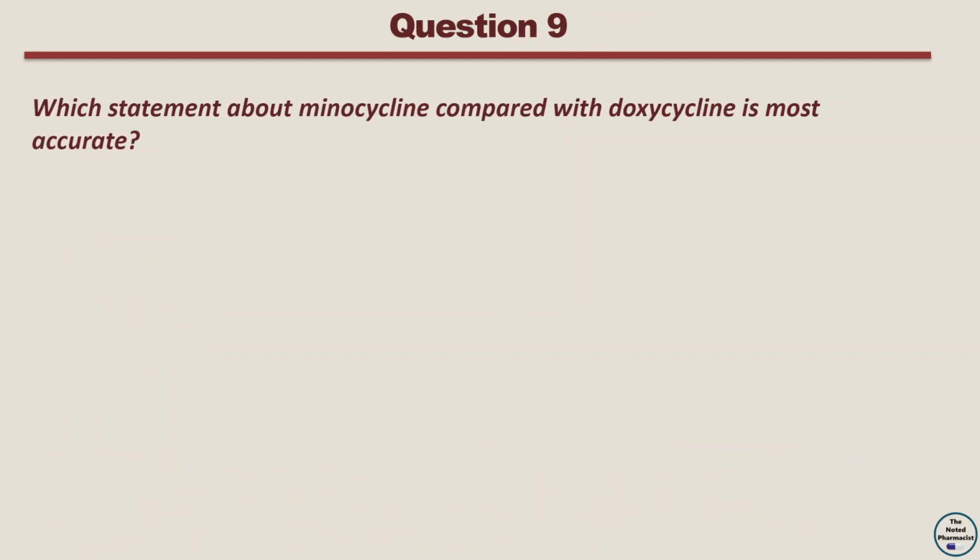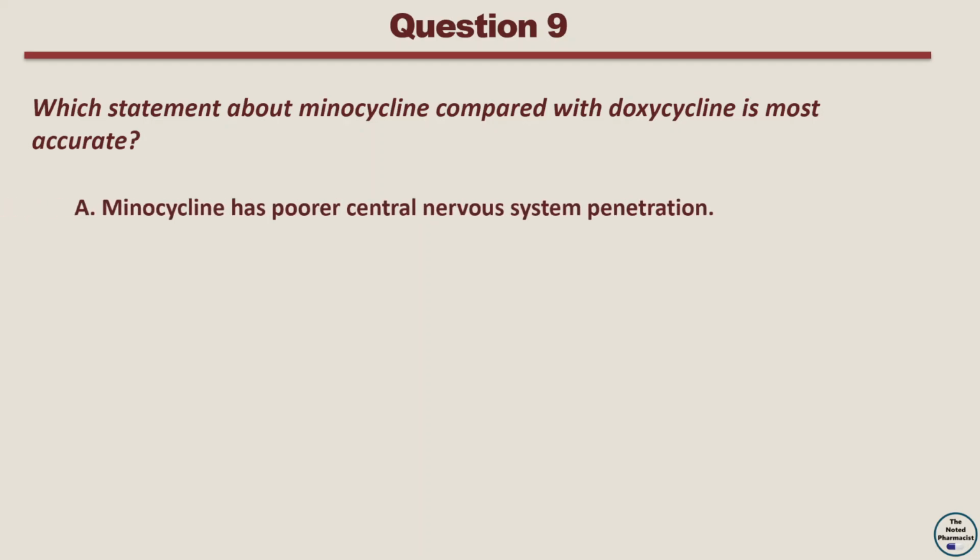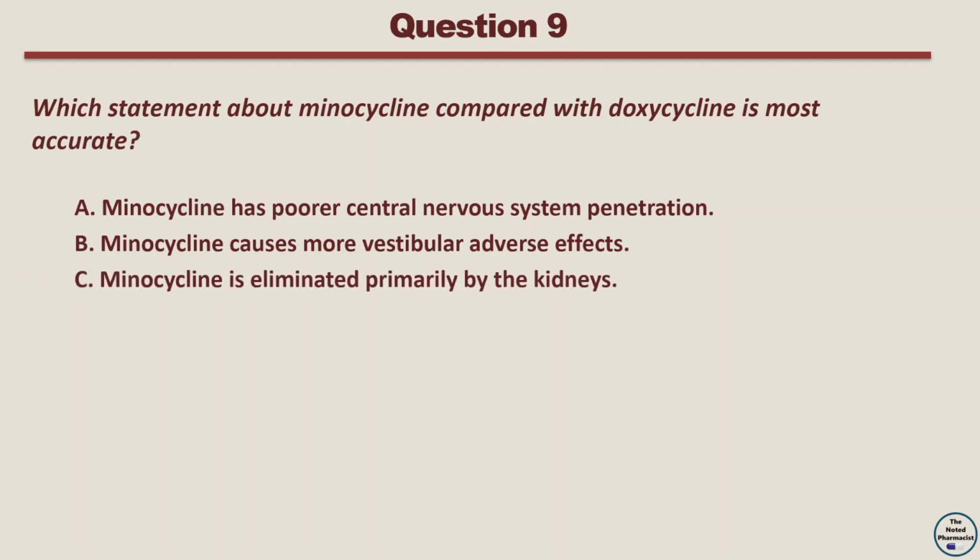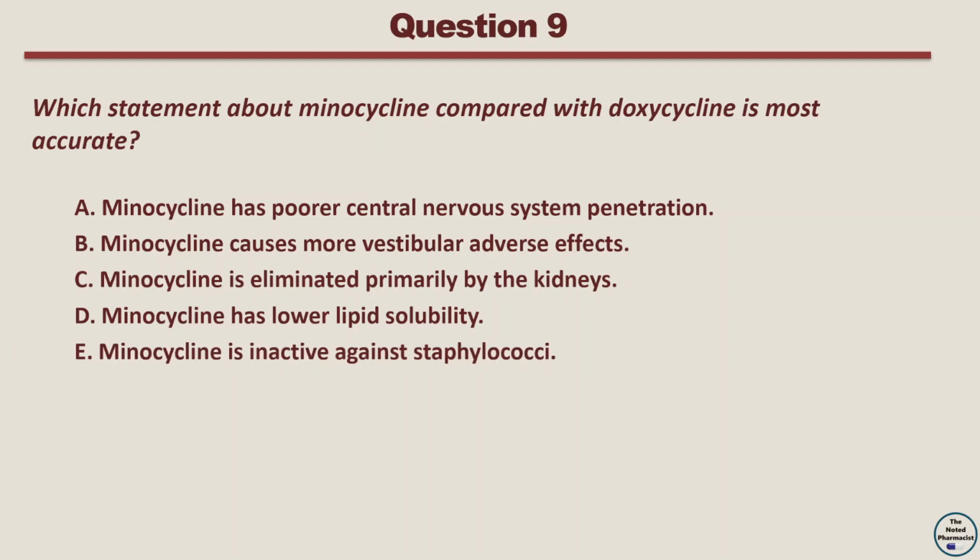Question 9. Which statement about minocycline compared with doxycycline is most accurate? Option A. Minocycline has poorer central nervous system penetration. Option B. Minocycline causes more vestibular adverse effects. Option C. Minocycline is eliminated primarily by the kidneys. Option D. Minocycline has lower lipid solubility. Option E. Minocycline is inactive against staphylococci.